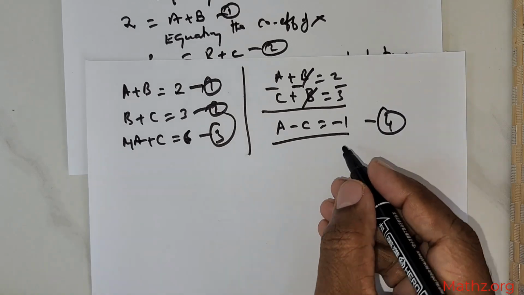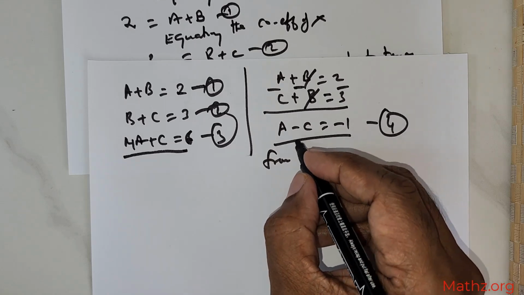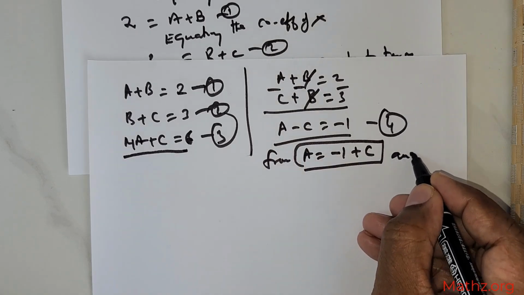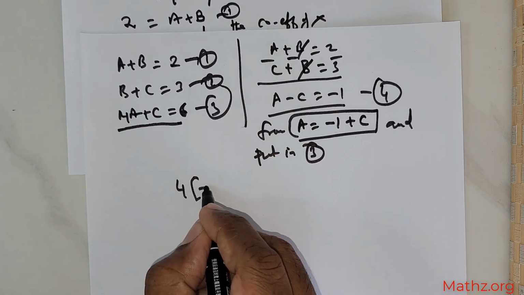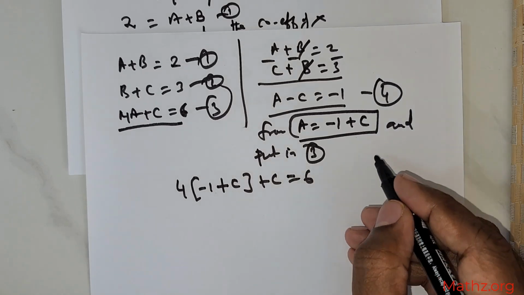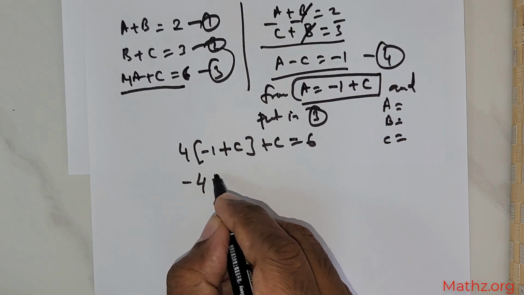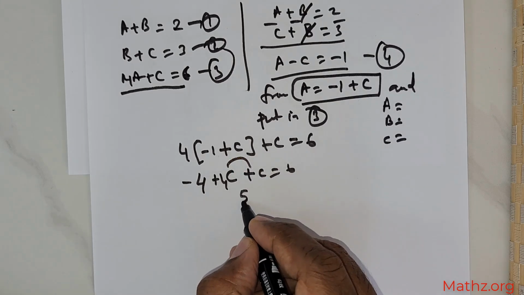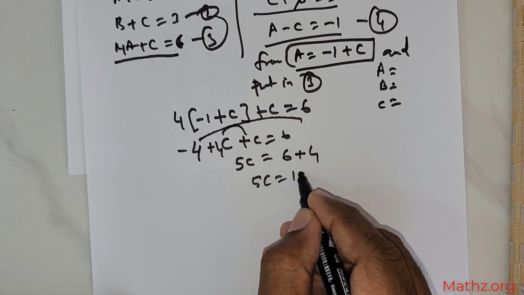Now from 4 I see that I got a - c = -1, so let me rewrite this as a = -1 + c, and put this in 3. So this is going to be 4 times (-1 + c), plus c is equal to 6. The objective is to find the value of a, b and c. So this will give me -4 + 4c + c = 6. You add this, you get 5c. You move this to the other side, you get 6 + 4. So 5c = 10.